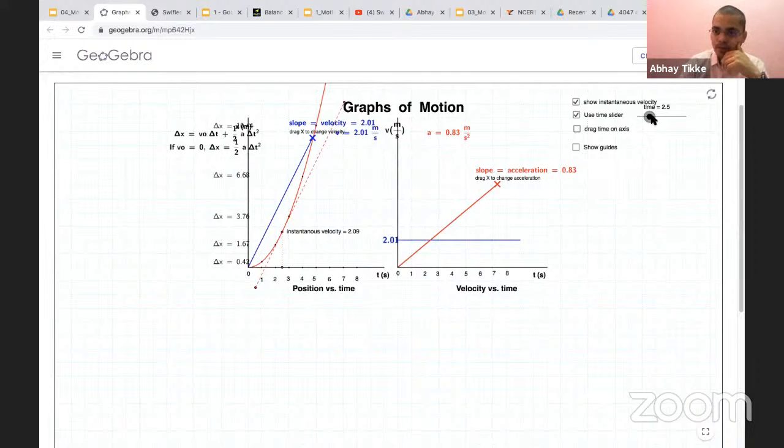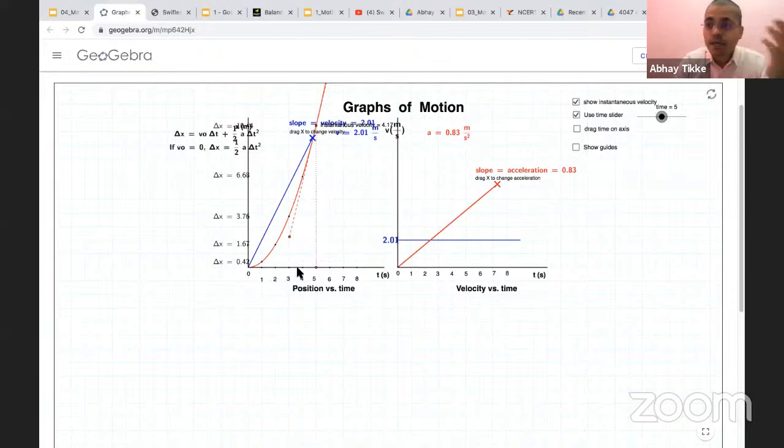Very good. If I increase further instantaneous velocity, चलो 5 करते हैं. ओके, तो 5 के लिए देखो exactly 5 पे आ गया. तो 5 के लिए instantaneous velocity कितनी है? 4.17. Are you able to see this? Right, so this is how you get. If I keep on changing the time, तो corresponding instantaneous velocity we are getting. Okay, now let us drag time on axis.